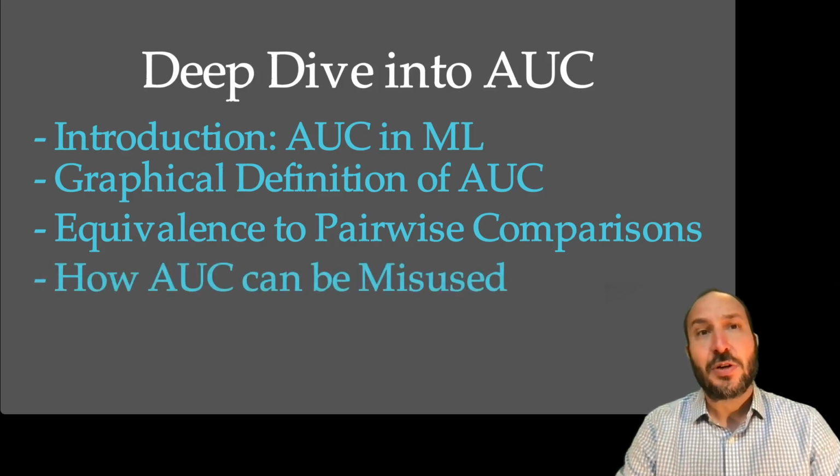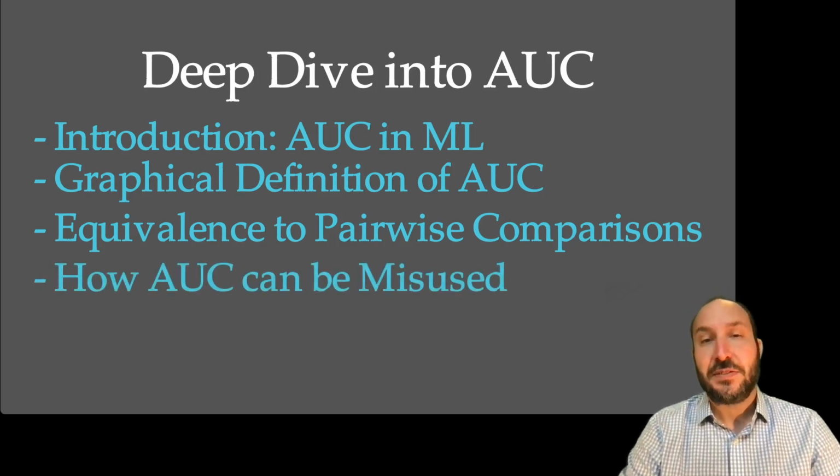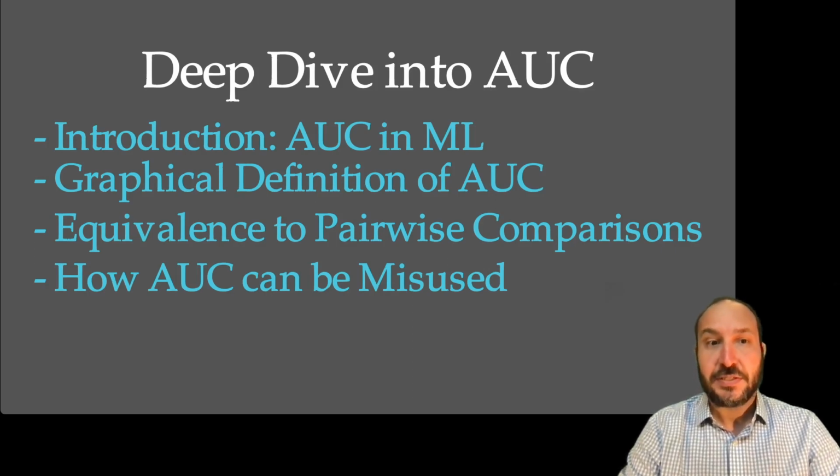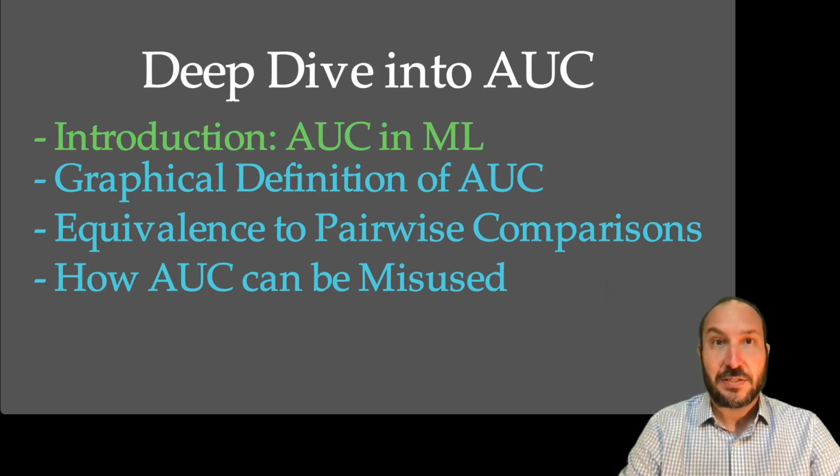And then finally we'll talk about how AUC can be misused in practice. Often people give slightly incorrect interpretations to AUC or make incorrect judgments about when it's appropriate to compare AUCs in different situations. And we'll discuss and walk through some of that. So it's a lot to cover. So for this video, we're just going to start with the introduction and talk about why AUC is relevant for machine learning.